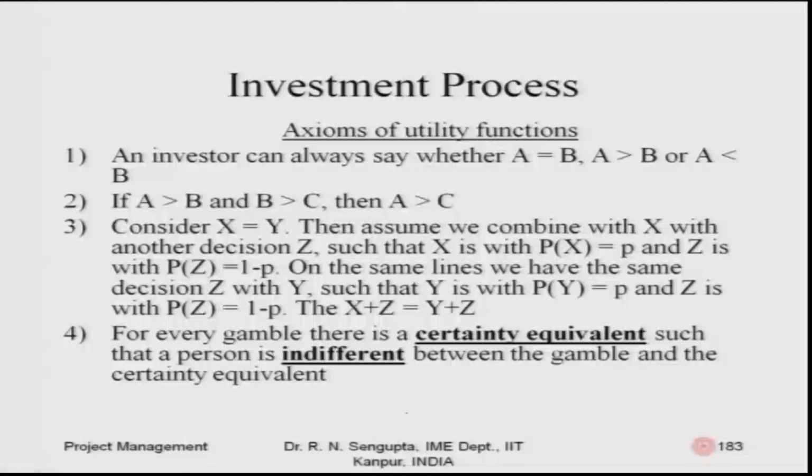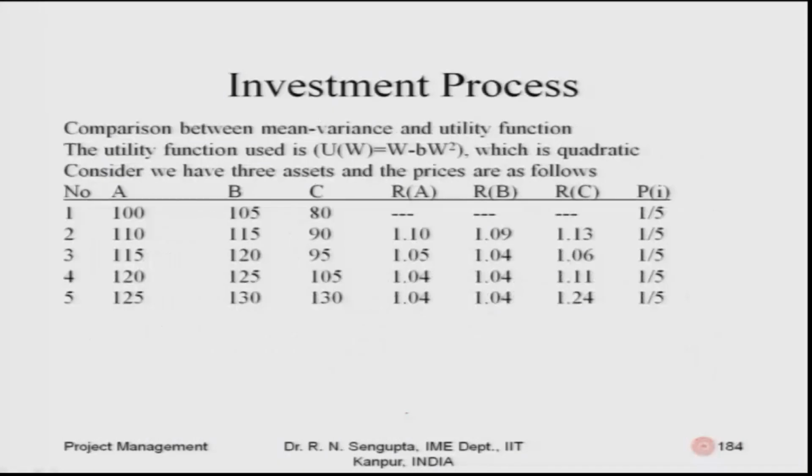For every gamble, or every decision which you make, or every investment which you make in a project, there is a certainty equivalent such that the person would be indifferent between the gamble and the certainty value, which we have already discussed in one or two very simple problems. Now we come to the comparison between the mean variance concept and the utility concept.